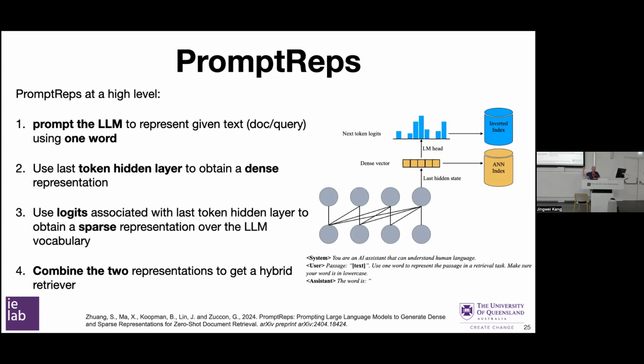And then what you do is you cut the last layer of your LLM, and for the last token of your prompt, that's a quote, right? And then you use the logits that are associated to that last hidden layer to obtain a sparse representation for your LLM. And you do the same, you use that last token hidden layer to obtain a dense representation. And now you have two representations for your passage, a dense and a sparse one, and you can do whatever you like with the two representations.